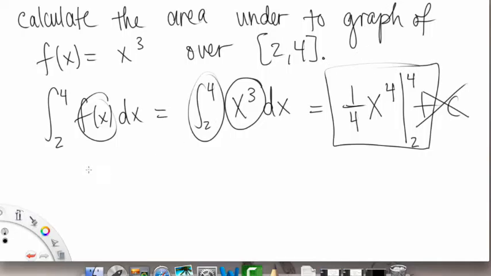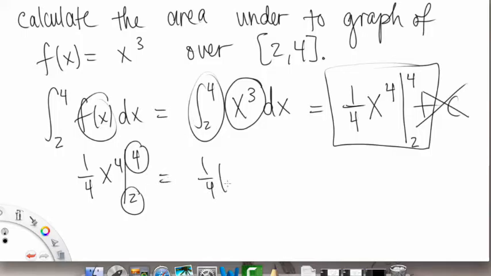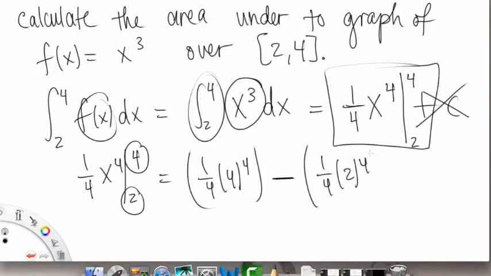So now that we have this notation here, 1 over 4 x to the fourth, evaluated from 2 to 4, that means we're going to plug in this guy first, and then subtract when you plug in this guy. So this is going to equal 1 over 4 times 4 to the fourth. So we plugged in our 4, and we're going to subtract 1 over 4 times 2 to the fourth. So this is basically our capital F of 4 and capital F of 2, see that?